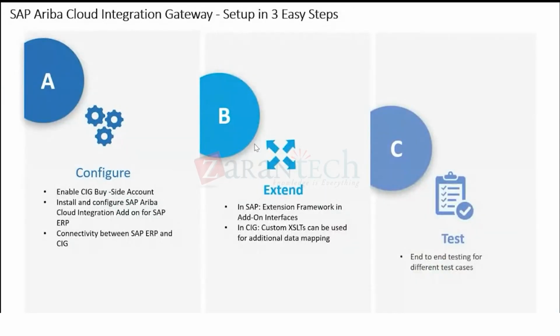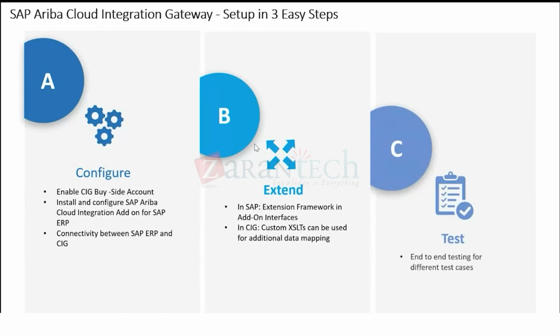So if we quickly cover all these steps of Ariba CIG, it is basically covered in 3 steps. Although within the 3 steps you have so many sub steps, if you just talk about the high level concept of Ariba CIG, it is covered in three steps. First one is configuration. In this case, first we enable the CIG on the buyer side, and then we install the add-on related to the respective ERP system. Then we set up the connectivity between ERP or S4HANA system and Ariba CIG.